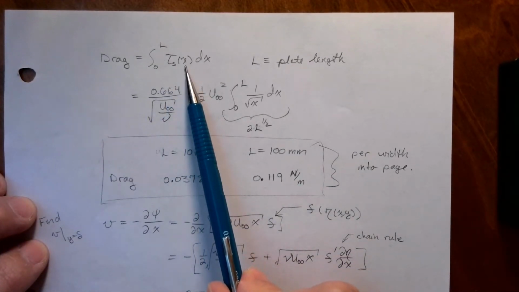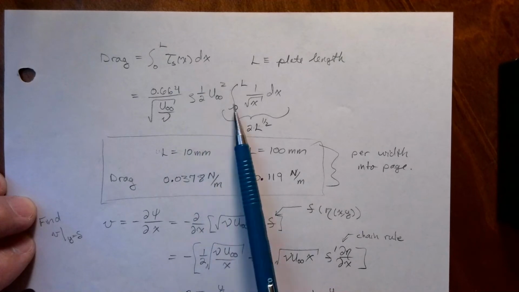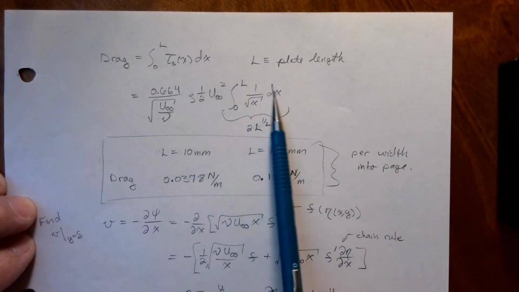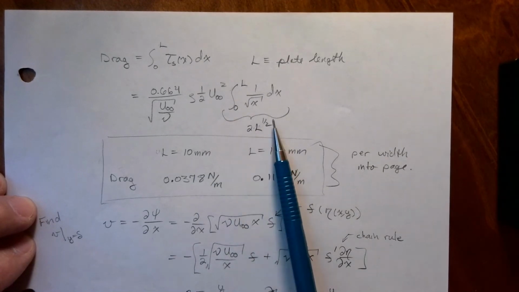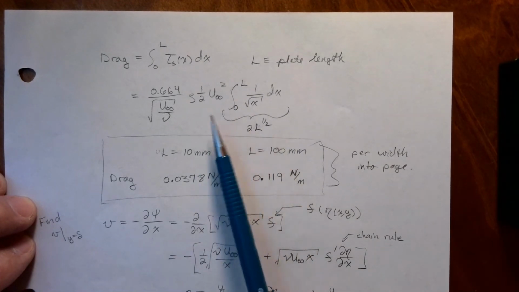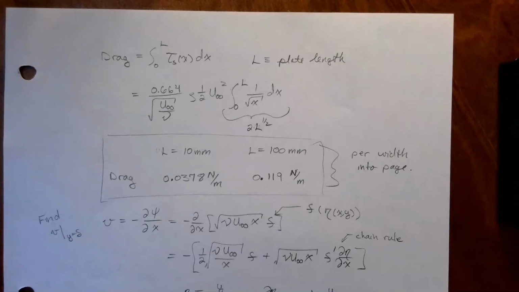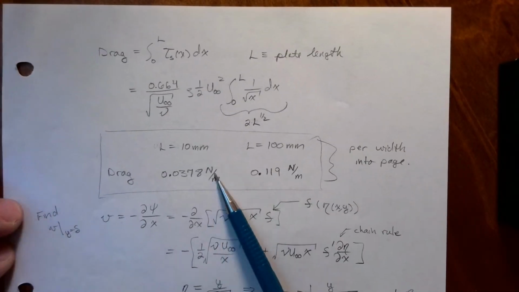So we already have an expression for the shear stress as a function of x. We can substitute that into this integral, take all the constants out front, and just integrate this one x dependence and evaluate that from 0 to L. So that gives me a formula to evaluate the drag force, and you do end up with a Newton per meter depth into the page.